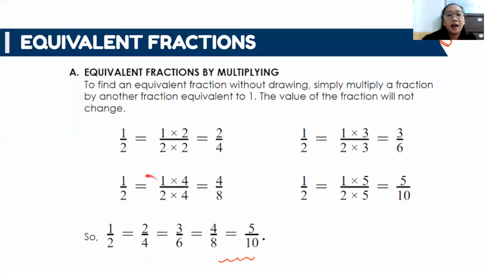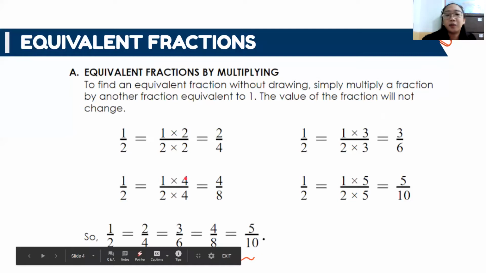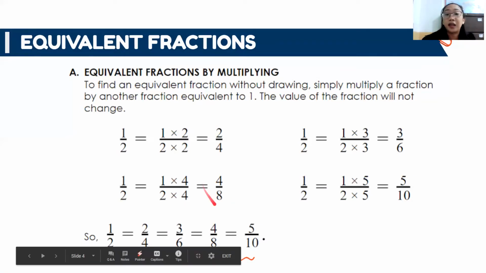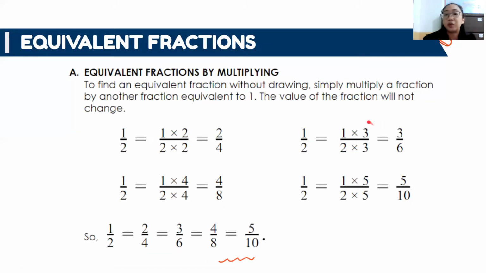Again, 1/2 here. What if I multiply it by the fraction 4 over 4? 1 times 4, I'll get 4. 2 times 4 is 8. I now have another name for 1/2. Another fraction for 1/2 is 4/8. If I multiply 1/2 by 3 over 3, which is just another form of 1, I'll get 3/6. And this is again another form of 1/2.